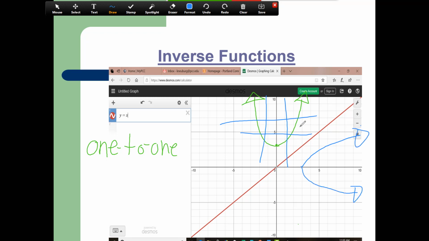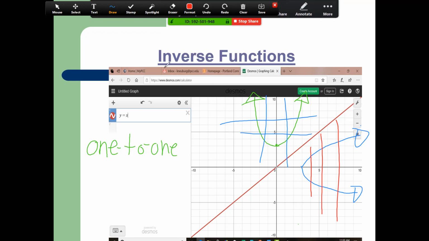Notice that that shape does not pass the vertical line test. I can draw a vertical line here, here, and here, and it'll cross in more than one point. So a parabola, even though it is a quadratic, which does pass the vertical line test, it doesn't pass a horizontal line test. So it will not have a reflection across this line or an inverse that is a function unless we restrict it.